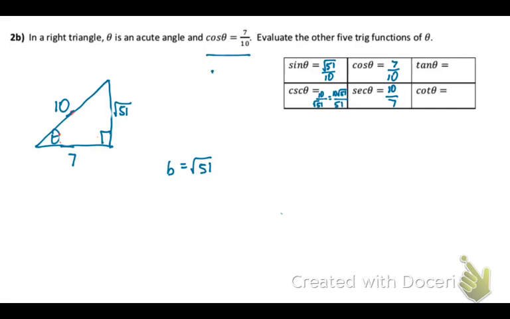Now for the tangent, put your eyes on theta, and it is the opposite over the adjacent, square root of 51 over 7, and then flip it and rationalize. Multiply the top and the bottom by the square root of 51. All right, that concludes our Concept 33 Part 1 notes dealing with all 6 trig ratios.